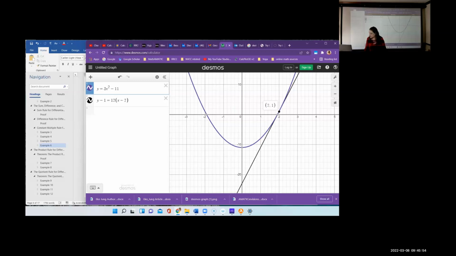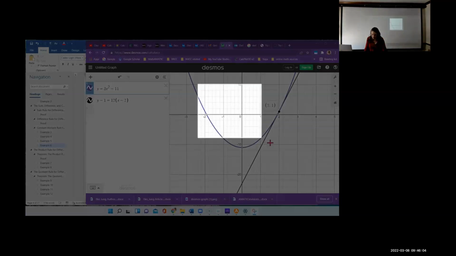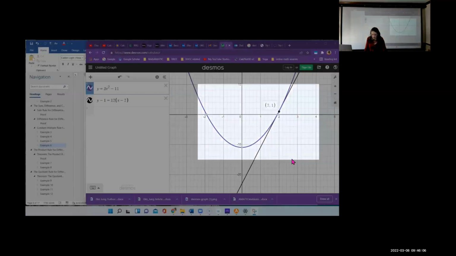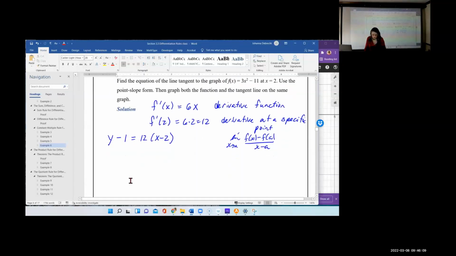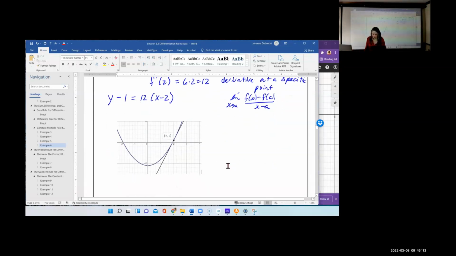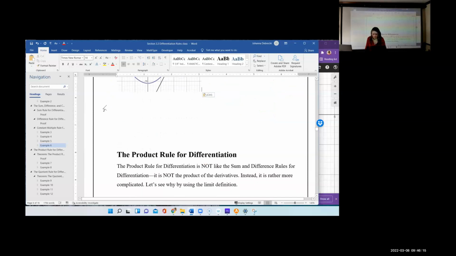Okay. So if you want to take a picture of this, I thought I had my snippet open, but I must have closed it. So there's our tangent. And we can add that to our notes, right?